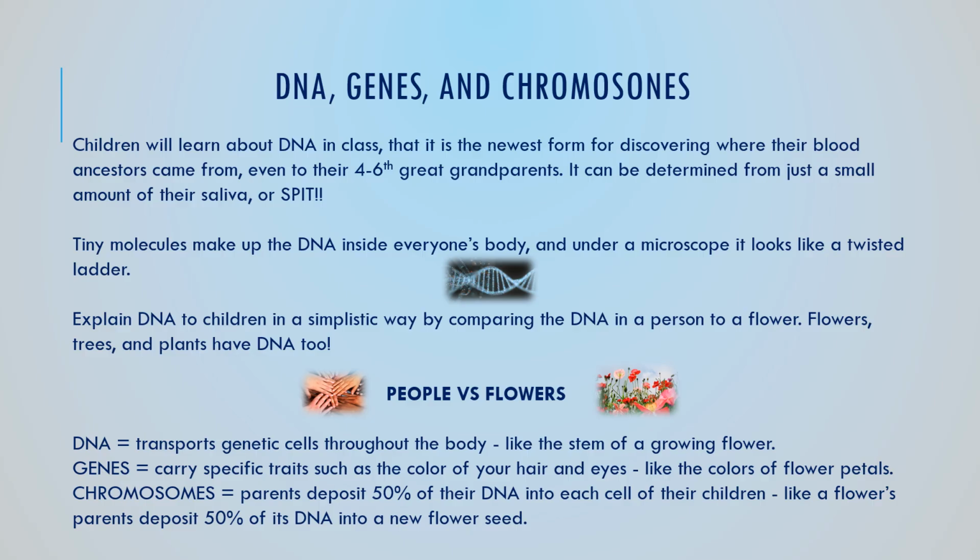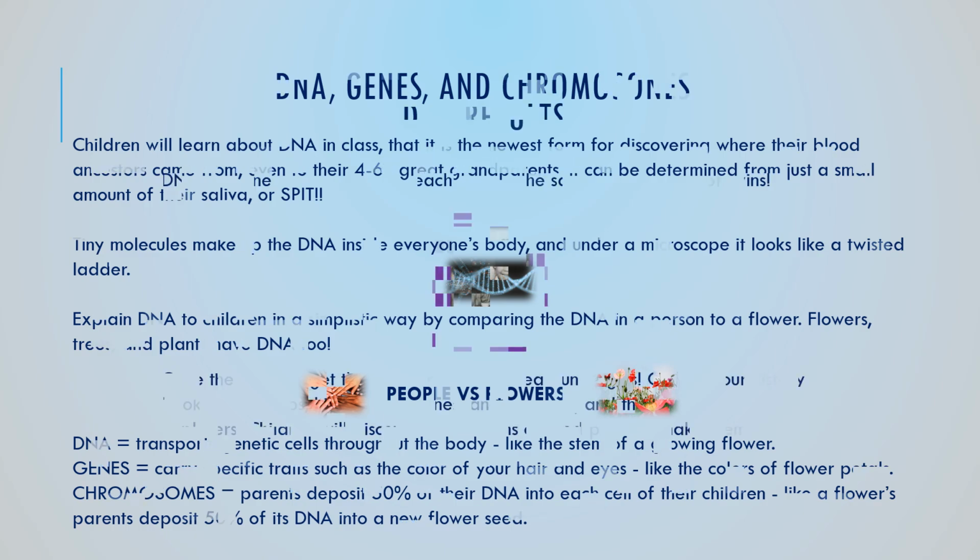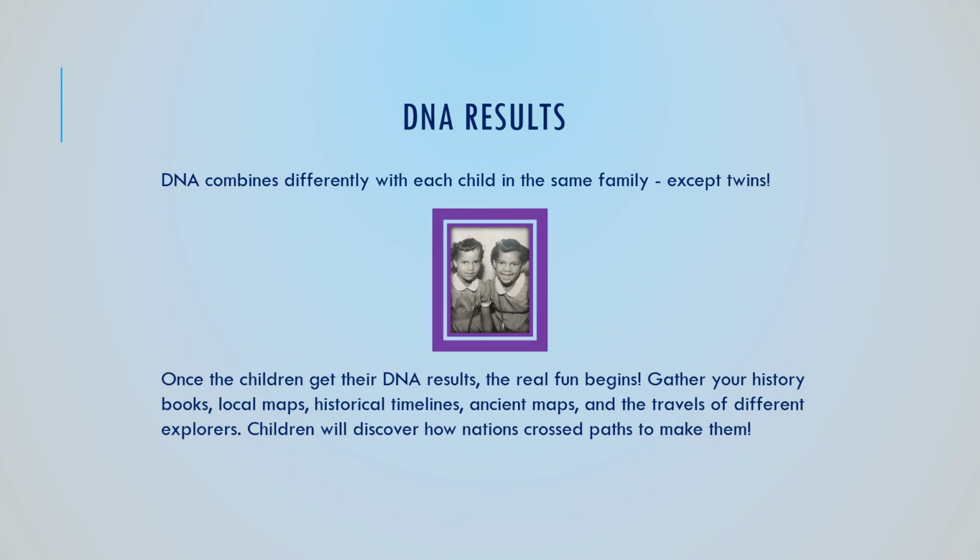Chromosomes are where parents deposit 50% of their DNA into each cell of their children. But like a flower's parent, it deposits 50% of its DNA into a new flower seed. DNA combines differently with each child in the same family, except twins. Once the children get their DNA results, or yours, the real fun begins.